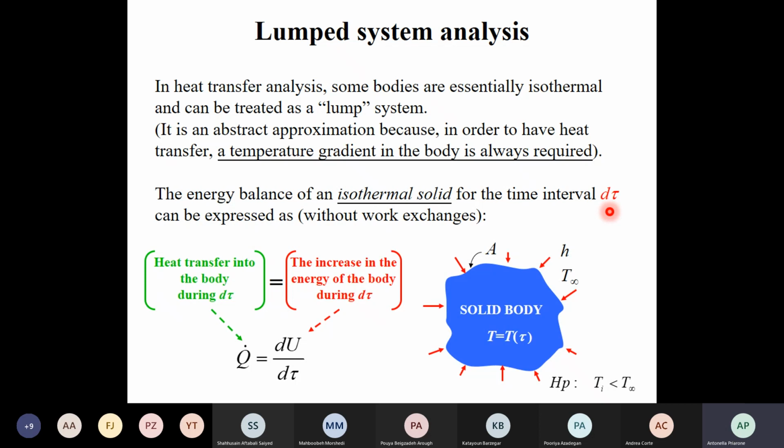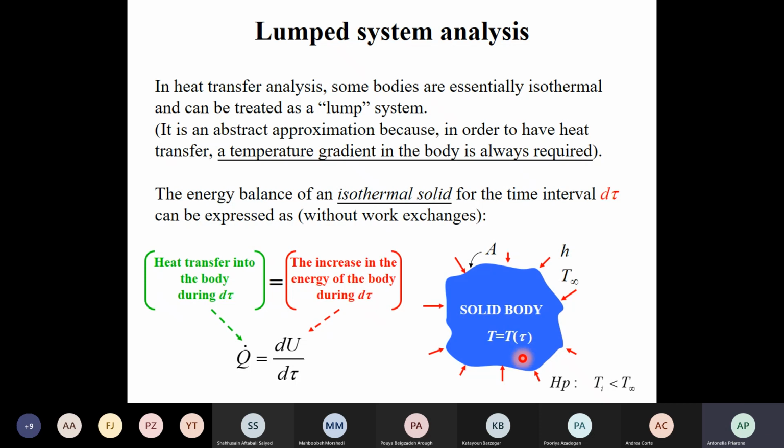Lumped system analysis, that in Italian is corpo sottile. So someone of you Italian can remember this famous corpo sottile, that is the lumped system. And is a particular body and is an ideal body that allow us to simplify the analysis in a lot of cases. Why is an ideal body? Because this body is considered as a lump. That means the temperature of all the points of the body are considered the same.